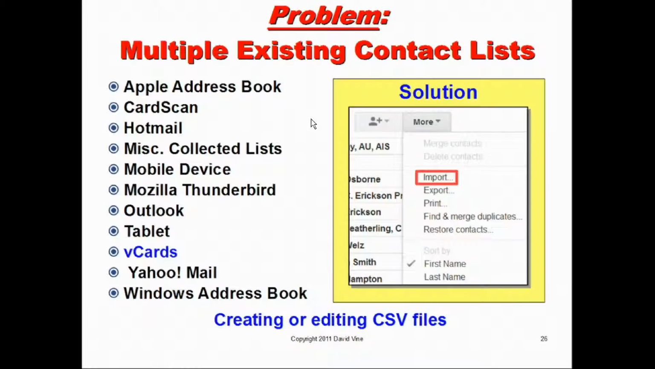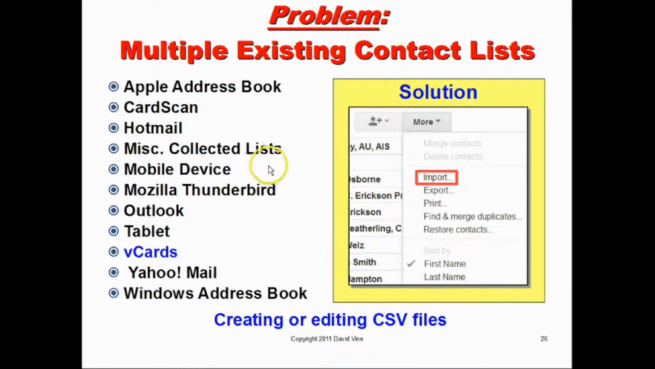And maybe you have a list on a tablet. Of course, if you had a tablet and it was Android, it would be integrated with your Google or Gmail list. Well, let's say you have Yahoo Mail, and you want to take those contacts and put them into your Google address book or contacts.